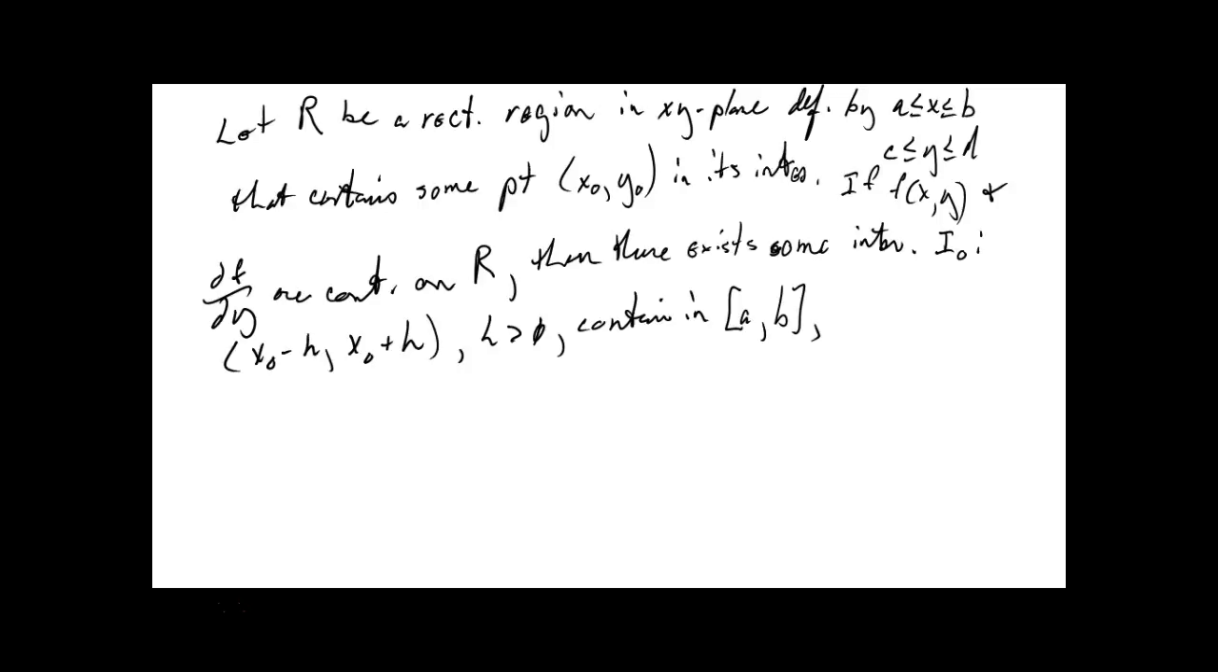And the unique function, let's go back and get the whole sentence here. I've interrupted. Then there exists some interval I0, as listed here, contained in (a, b), and a unique function y of x, y as a function of x, defined on I0, that is a solution for the initial value problem.